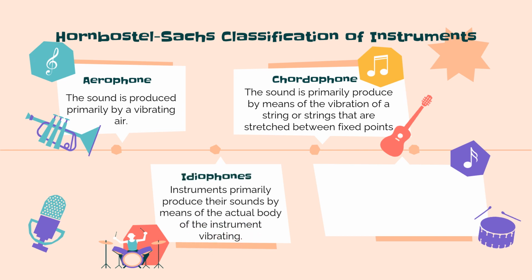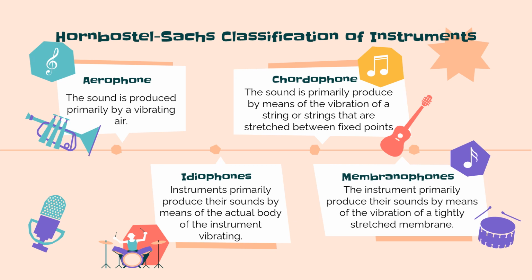Idiophones. Instruments primarily produce their sounds by means of the actual body of the instrument vibrating. Another good example is maracas. And the last classification would be membranophones. The instruments primarily produce their sounds by means of the vibration of a tightly stretched membrane. So ang pinakamagandang example is drums. So paano ngayon natin i-classify ang instruments natin sa Gamelan Ensemble?